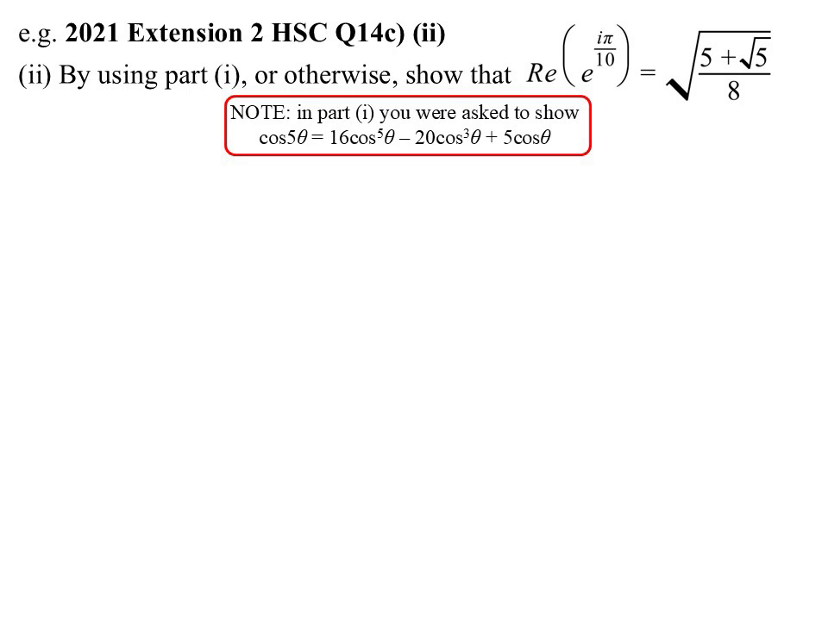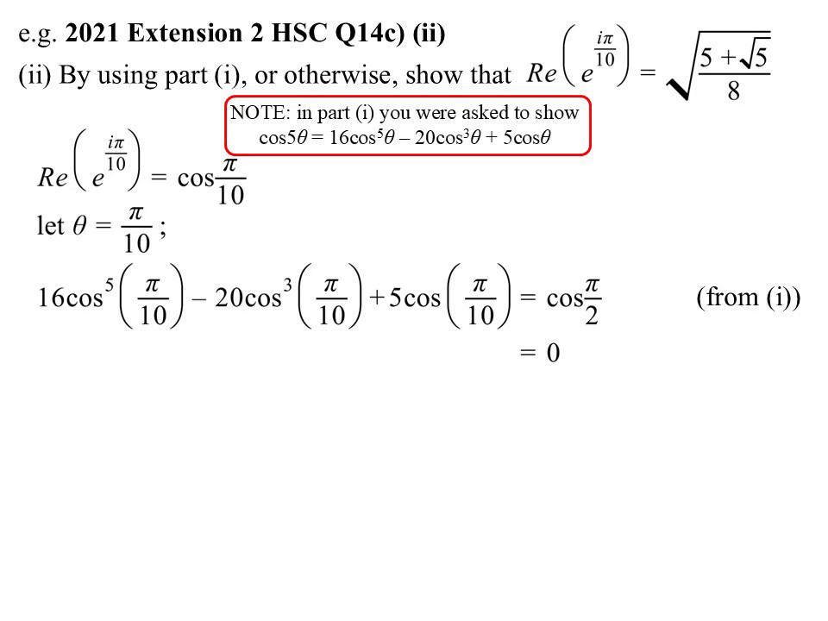We're going to show that the real part of e to the power of i pi on 10 is the square root of 5 plus the square root of 5 over 8. Well, what is the real part of that? Well, the real part would be the cosine of the argument, so the cosine of pi on 10. So I'll let theta equal pi on 10. It said use part 1, I'll substitute it into that result. And when I substitute it into that result, lovely, the cos 5 theta becomes the cos of pi on 2, which I know is 0. Okay, well if I now say x is cos pi on 10, I mean it's a subtle difference, I could have made theta as well, but let's say it's x, just to make it look more like a polynomial.